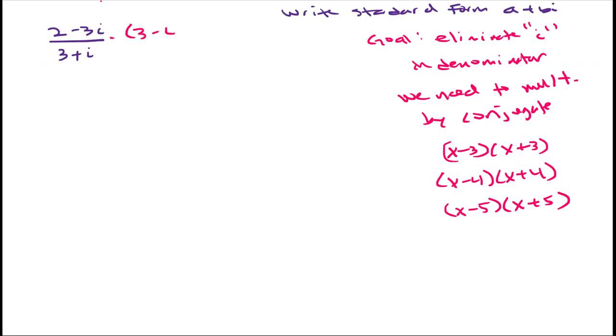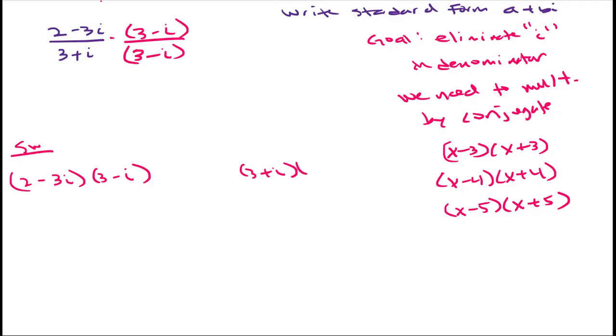So this would be 3 minus i, and then 3 minus i. We don't want this to be the same, and I get that a lot. Students will multiply by the same denominator, which is a no-no. And then I just do my scratch work. So I have the 2 minus 3i times 3 minus i. Then we have the 3 plus i times 3 minus i.